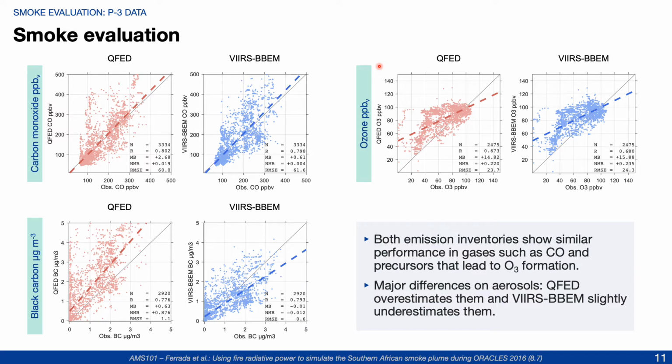Moving forward, we use carbon monoxide, ozone, and black carbon from the P3 observations to compare against both emission inventories. We see little variation in performance from both inventories in reproducing CO and ozone. This indicates that the emissions of hydrocarbons, which are the ozone precursors, are very similar between these inventories. However, when comparing black carbon, you see that QFED tends to overestimate the concentrations by around 600 nanograms per cubic meter. On the other hand, our custom emissions slightly underestimate black carbon, but at the same time, our emissions show a larger correlation with observation.